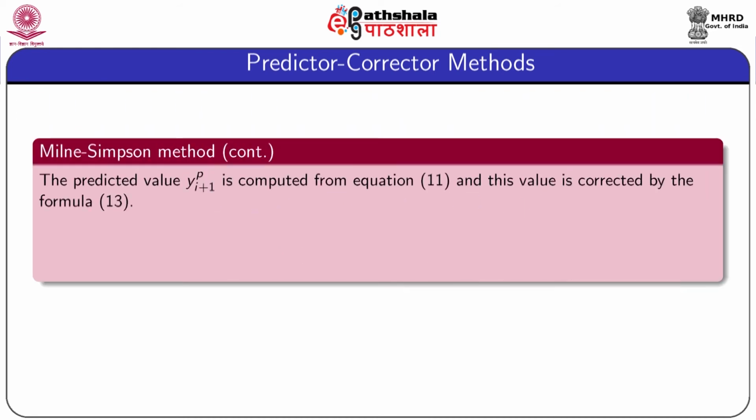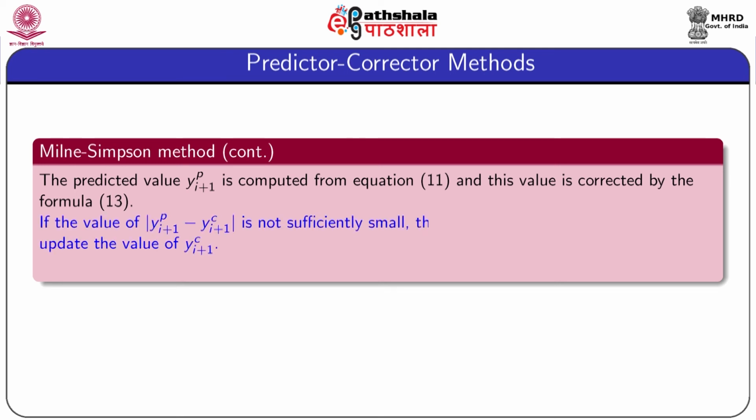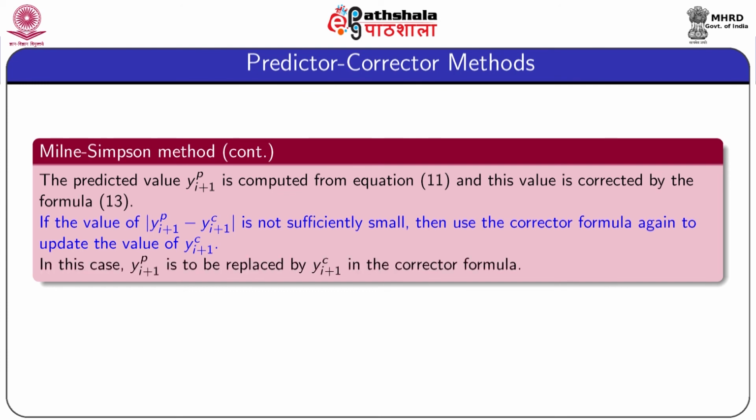The predicted value y(i+1)p is computed from equation 11 and this value is corrected by the corrector formula 13. If the absolute value of the difference y(i+1)p minus y(i+1)c is not sufficiently small, then use the corrector formula again to update the value of y(i+1)c. And in this case, the predicted value is replaced by y(i+1)c in the corrector formula.